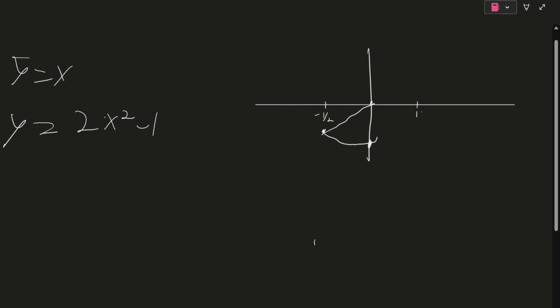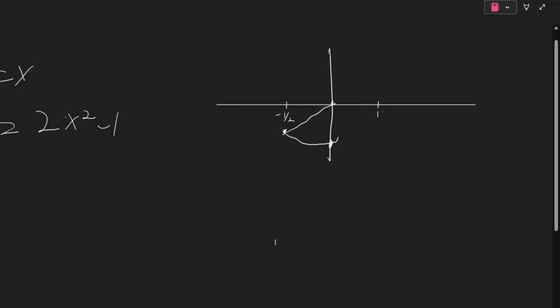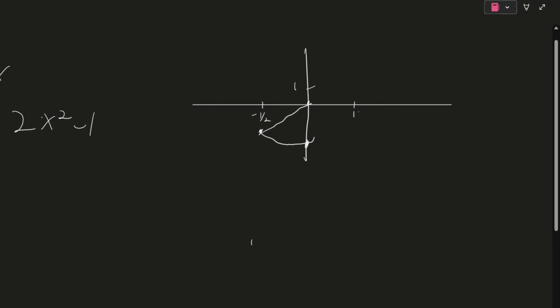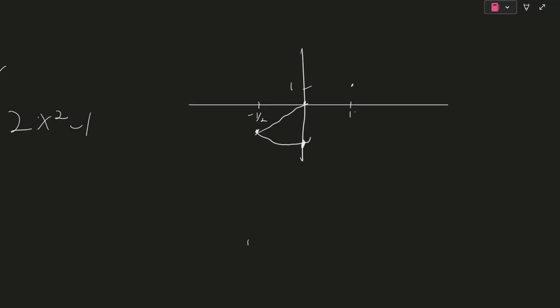And whenever we plug in 1 into our linear equation, we get 1, and then we also get 1 again for our quadratic equation. So that is where they meet. And now we have a little picture of our region.